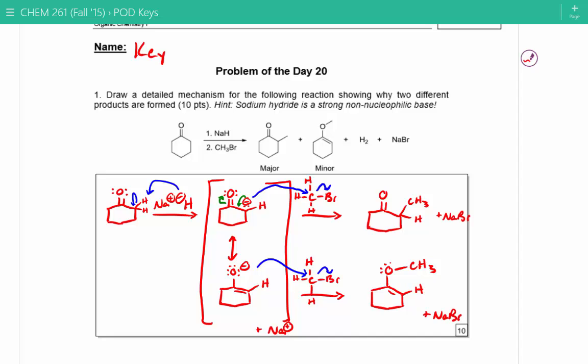Now, a lot of people were asking me, how can we predict the major versus minor product? That's a little beyond the scope of introductory organic chemistry, but if you go on and take advanced organic chemistry, you would learn a little bit more about this, but a lot of it has to do with the cation that's involved in the reaction. We're not really going to cover too much of that major versus minor product.